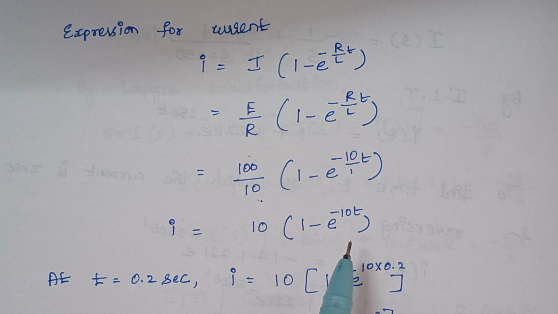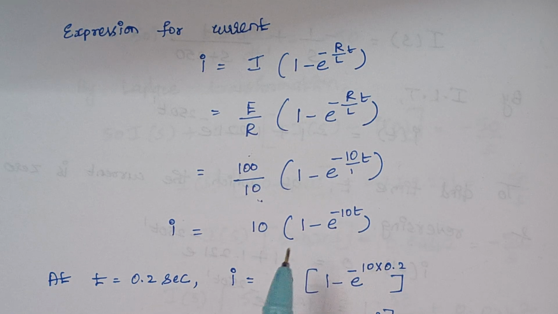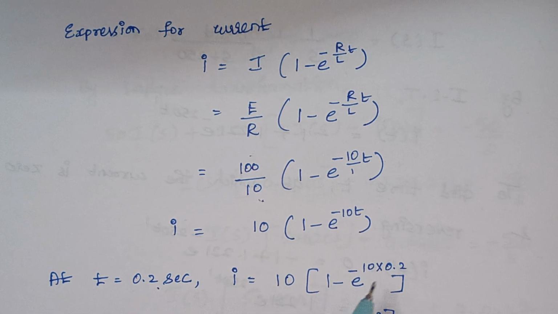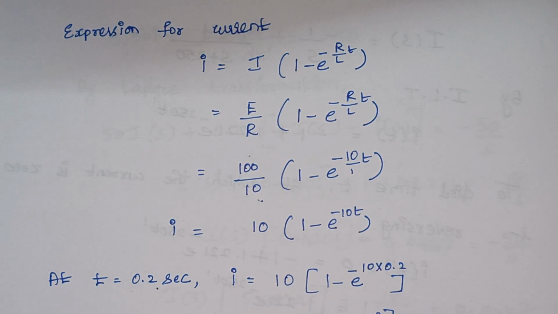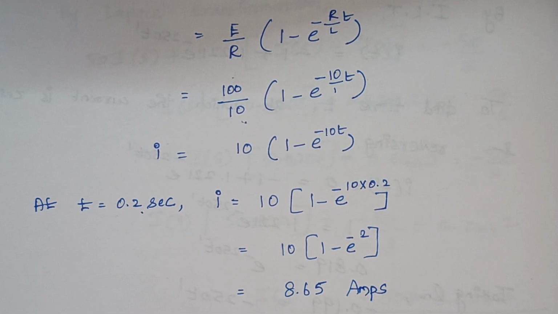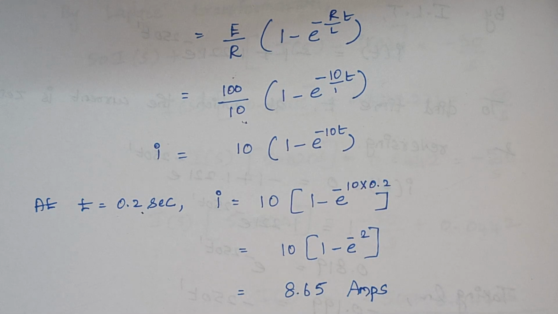Now the next thing is, when t is equal to 0.2 second, we are opening our switch S2. So at t equal to 0.2, we calculate the value of current. In the place of t, just substitute 0.2, and finally the current that flows is 8.65 amps. Now we are going to open our switch S2.